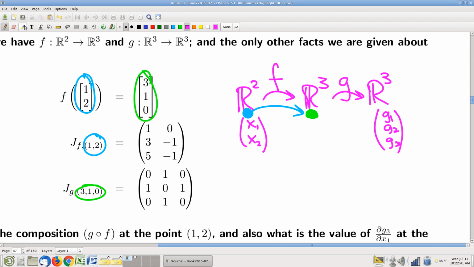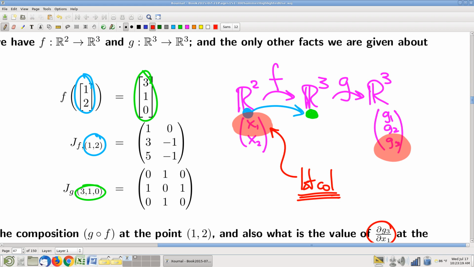G3 is the third output variable, with respect to x1, so that is with respect to the first input variable. And this tells you exactly where in the Jacobian matrix you're going to find this thing. Because you're looking at the partial with respect to the first input, you're going to be looking in the first column. Make sure to get this straight if you get it backwards. Partials with respect to certain input variables tell you which column you're looking at.